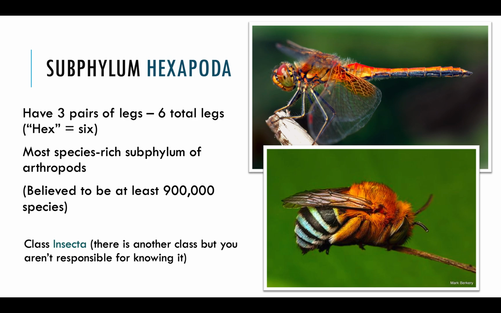So the next subphylum under the phylum Arthropoda is Hexapoda. These organisms have 3 pairs of legs, so 6 legs in total. So that's where we get the hex from, meaning 6. Most of these species, so this is comprised of most of the species within arthropods. So lots of organisms in here. We have one class that we're going to talk about. There is another class, but you're not responsible for knowing it. And there also are believed to be 900,000 species within this subphylum.